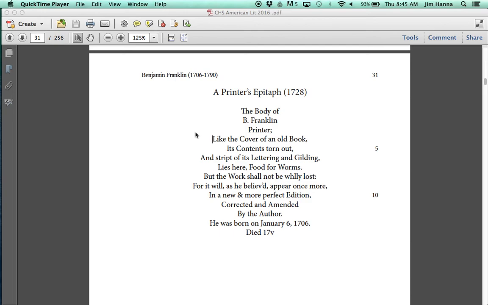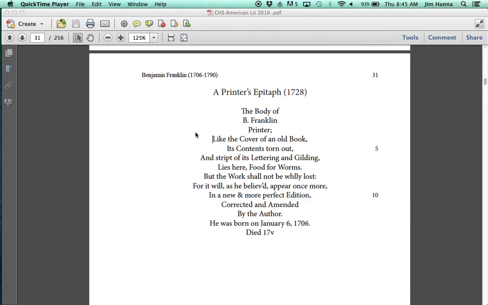All right, so hopefully you've read it by now, and I'm going to just keep going here. If you read this and you thought, hey, this is an extended metaphor, then you are right. Congratulations.